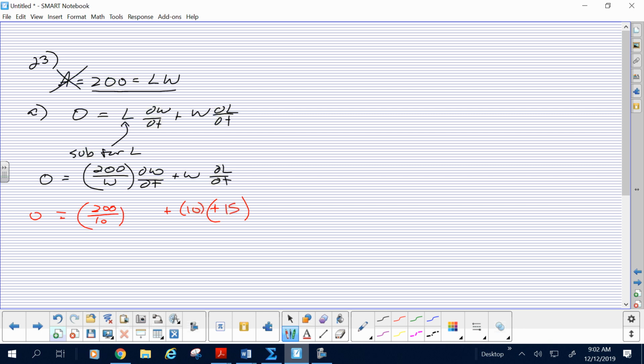And that leaves us with how the width is changing. Better be negative, and I think you'll see it is. Does that get you started? Alrighty.